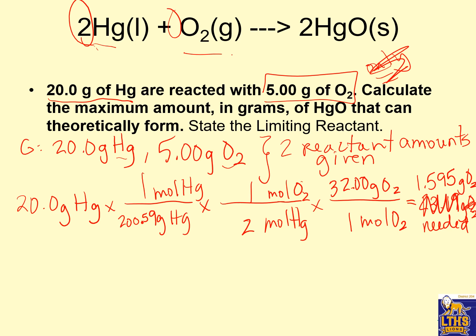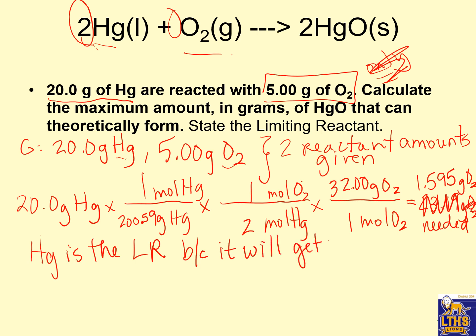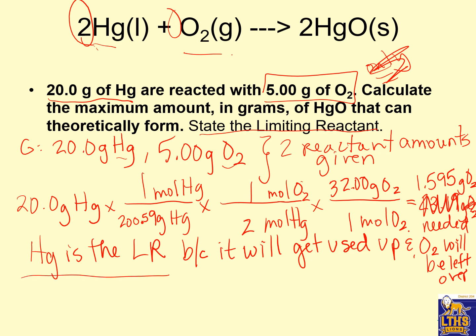So what does that mean? It means mercury is the limiting reactant, because it will get used up and O2 will be left over. All right, so that's the limiting reactant. State the limiting reactant. Okay, and the limiting reactant is mercury. Hg is the limiting reactant.